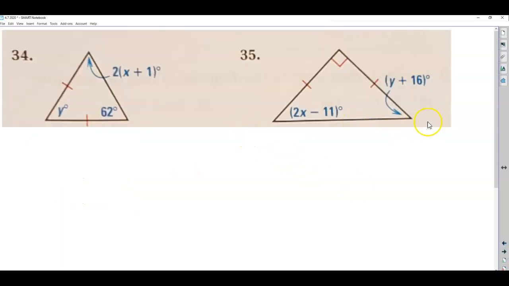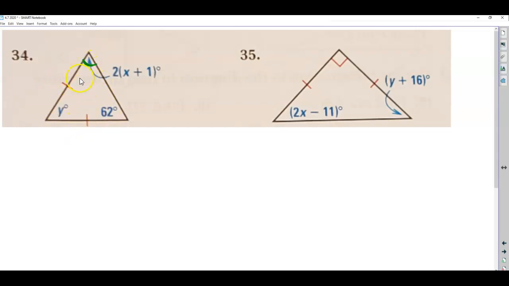All right, two more, and I'd like you to just give a shot. Notice how you have x and y. Find x, find y. Okay, let's take a look. Now you have to be very, very careful with this. We've got two congruent sides, so we have an isosceles triangle.